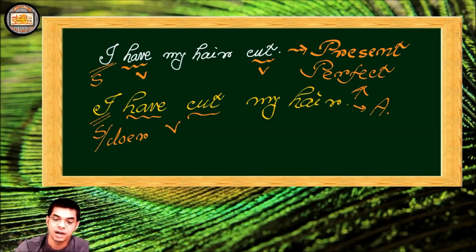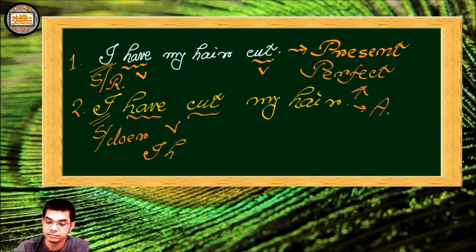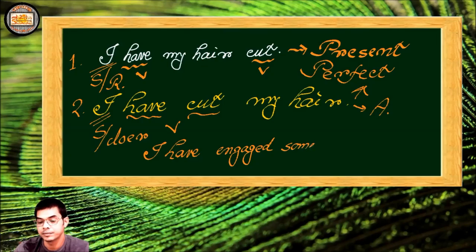But here, in the first scenario, if we consider case 1, I have my hair cut. So it means you have it. So you haven't cut it. Here the subject I is not the doer, rather I is the receiver of the action. So what does it actually mean? It means I have engaged someone or employed someone. Obviously, it's a paid action, engaged someone to cut my hair.